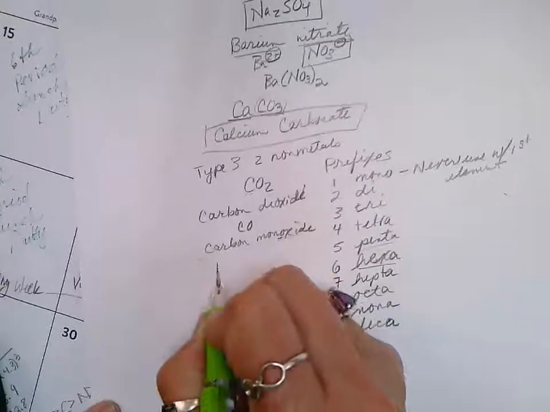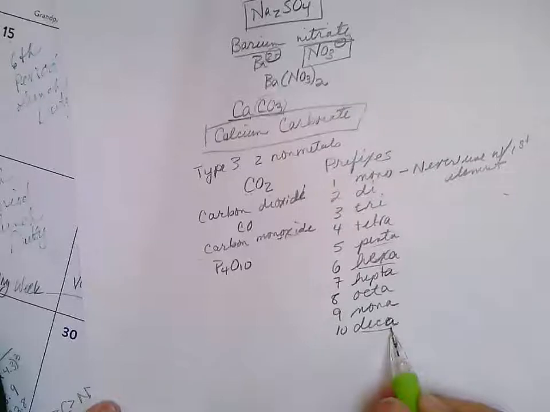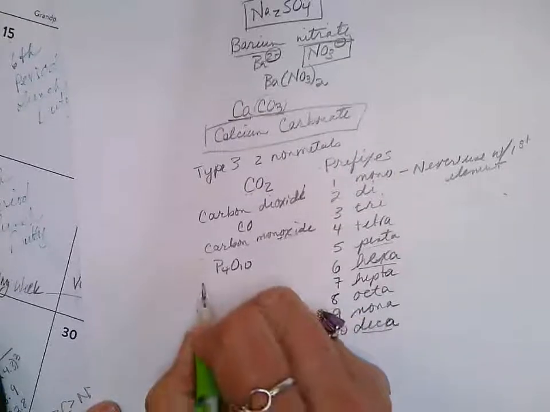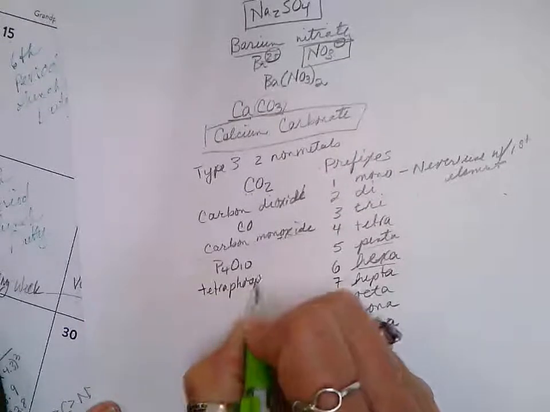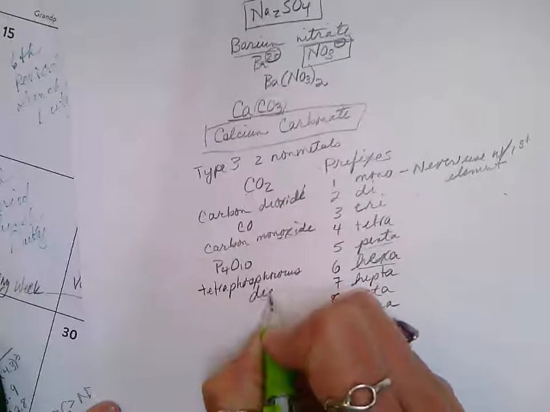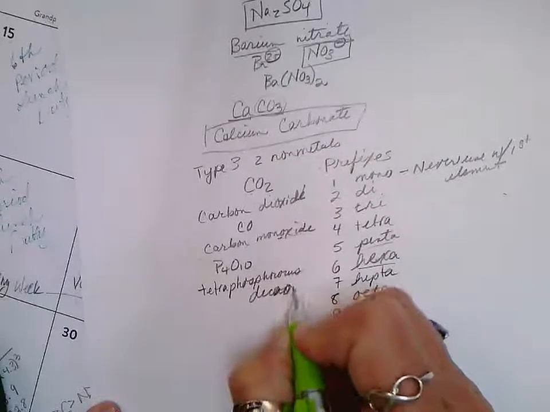So if I had something like P4O10, I said these were rare. I didn't say they were never heard of. If I gave you the name, it would be tetraphosphorus decoxide. Decoxide, sorry.